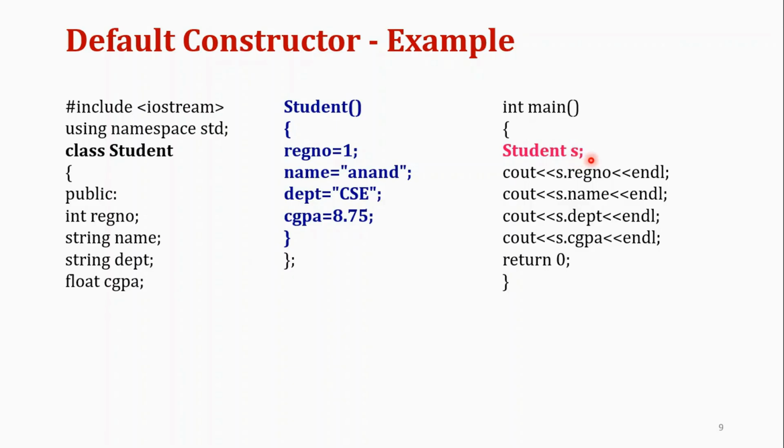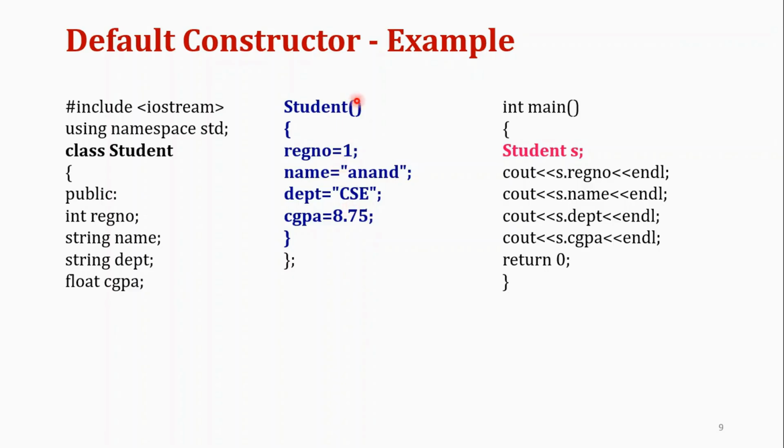Whenever the object is created, the default constructor will be invoked automatically. So whenever the function is automatically called for the object S, the register number, name, department, CGPA will be initialized automatically. Okay. The other case, suppose you didn't define the default constructor, then the compiler itself defines its own default constructor, right? So here, for demonstration, I have given the explicit default constructor.